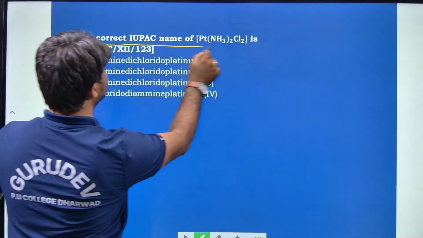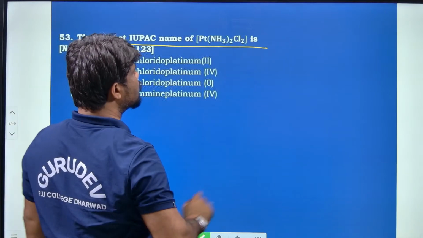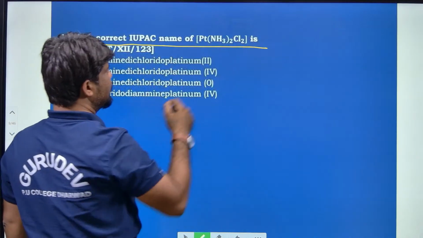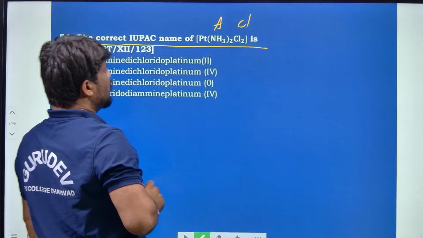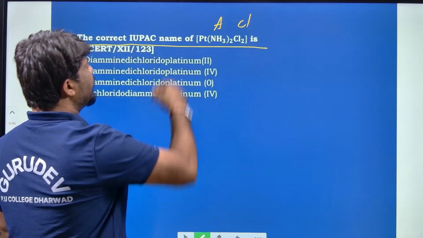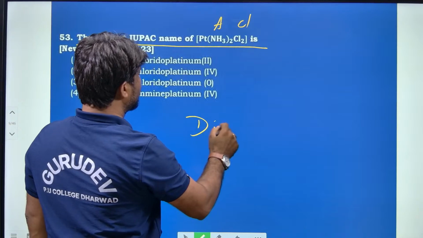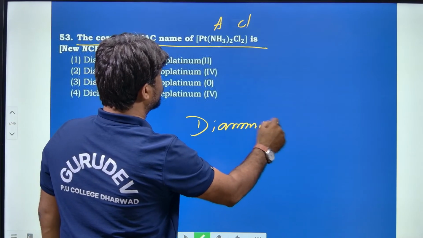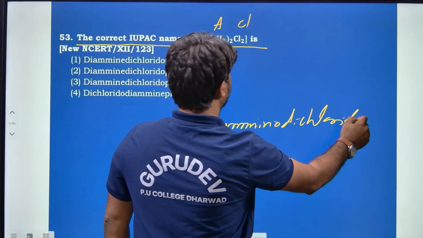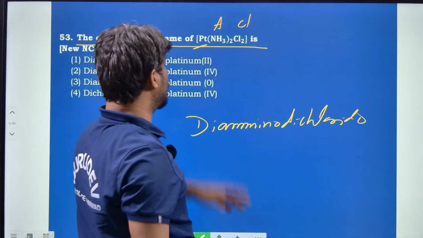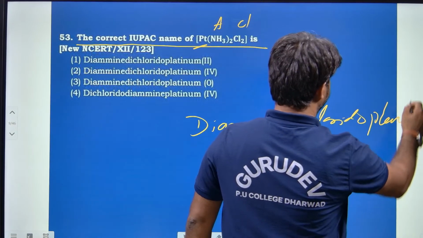Well, go to the next. The correct IUPAC name of Pt(NH3)2Cl2 in square brackets. Here there are 2 ligands, one is ammine, another is chlorido. Alphabetically, A comes first. There are 2 ammines, so I can write it as diammine. Then dichlorido. Here there are 2 ligands, then remaining platinum.